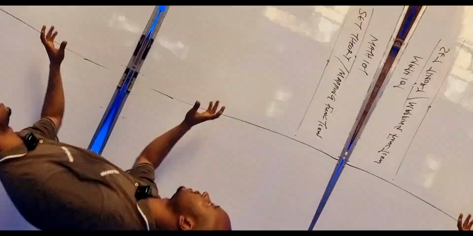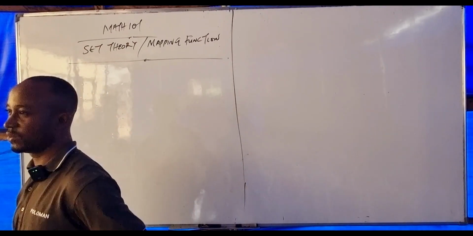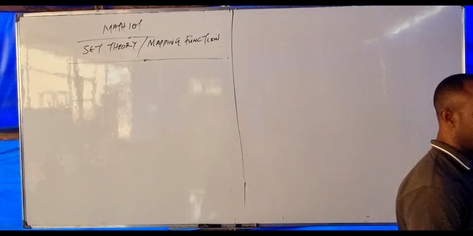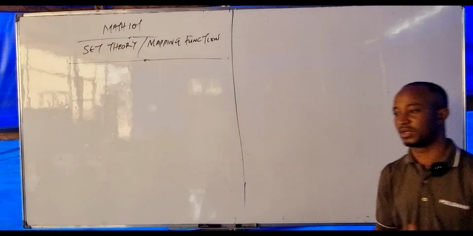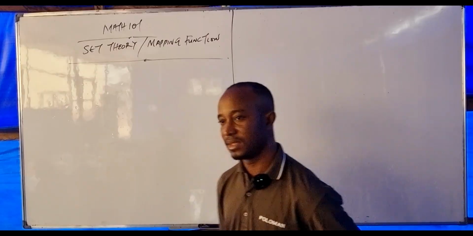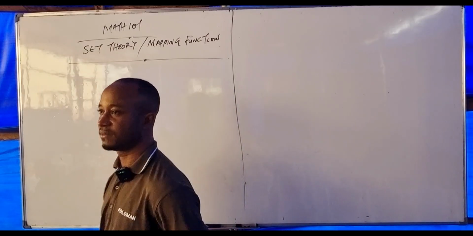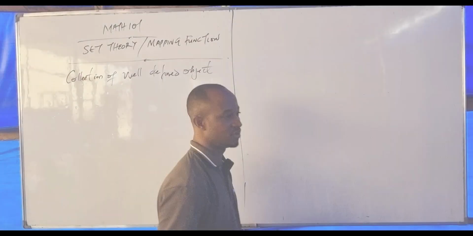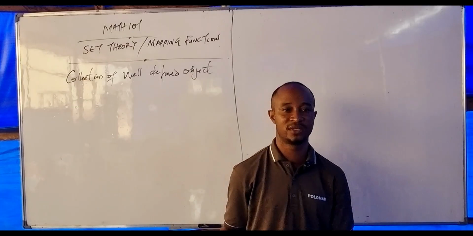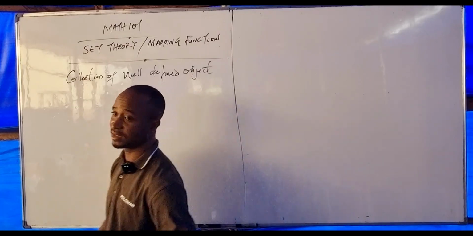Alright, so let's look at sets. Who can tell me what you understand by the word sets? Put this down: a set is a collection of well-defined objects. If it's not a collection and not well-defined, it's not called a set. Are you getting the gist?